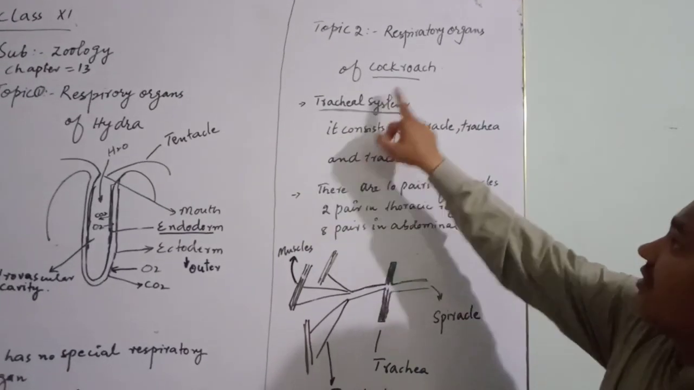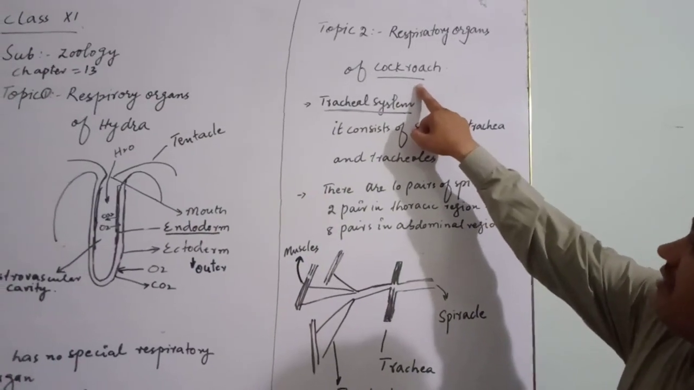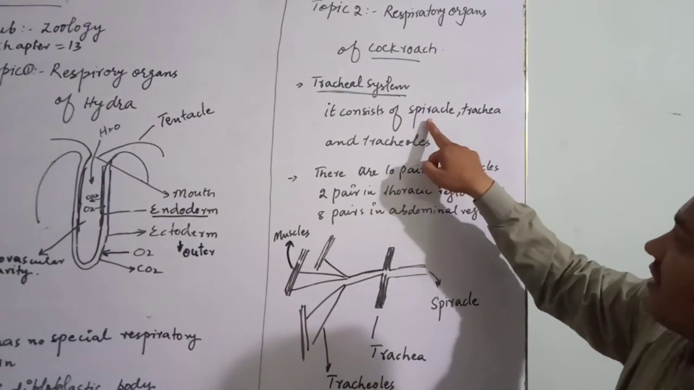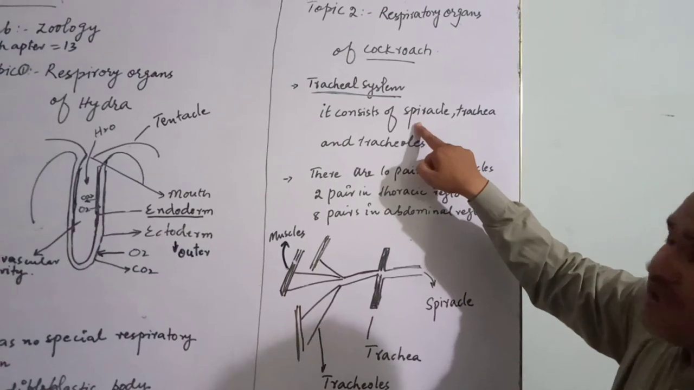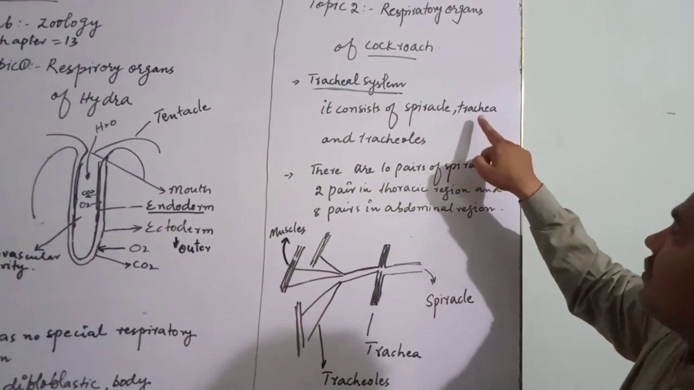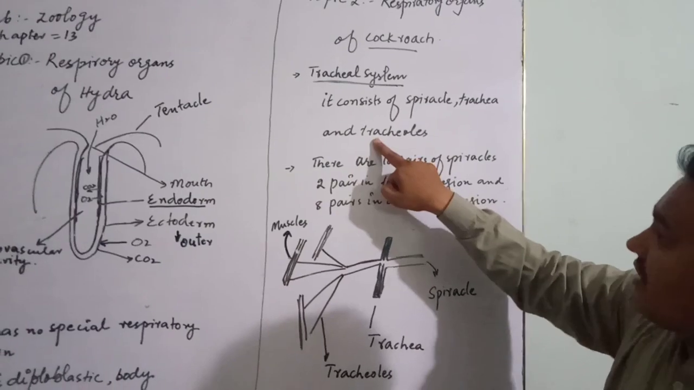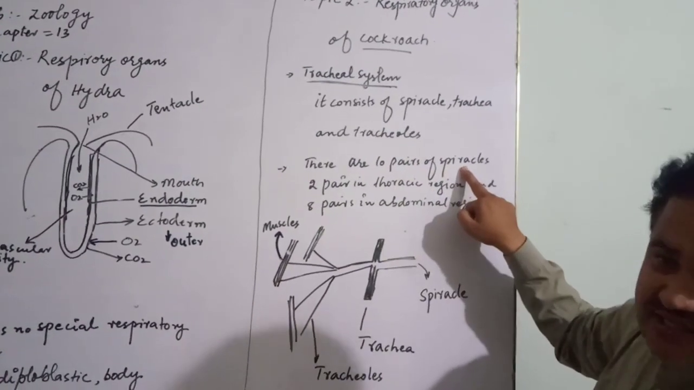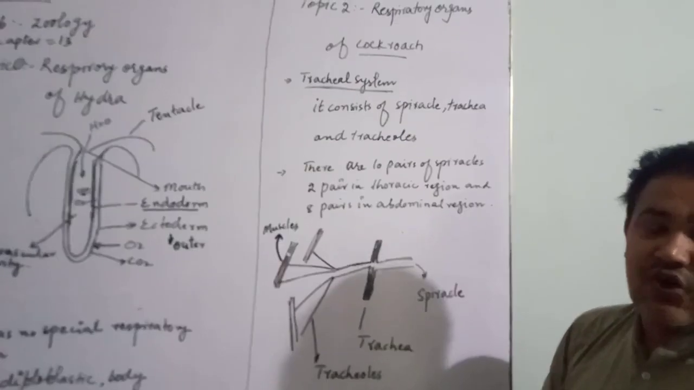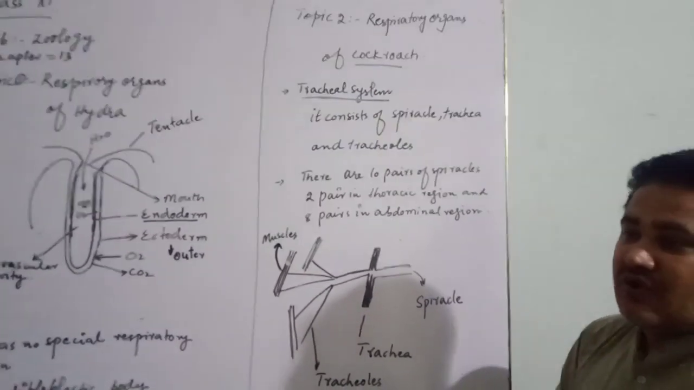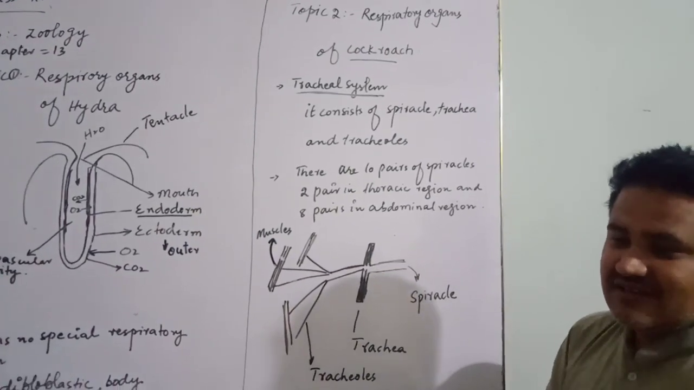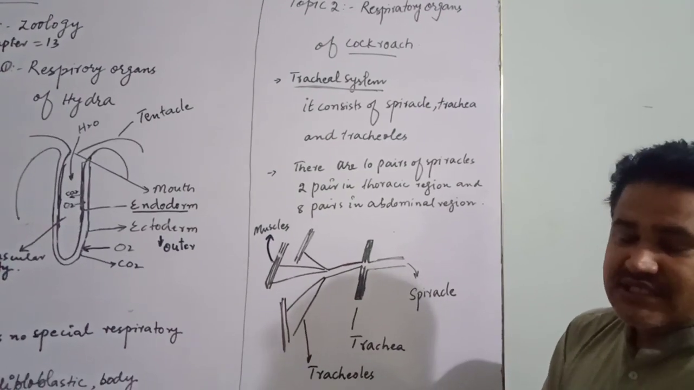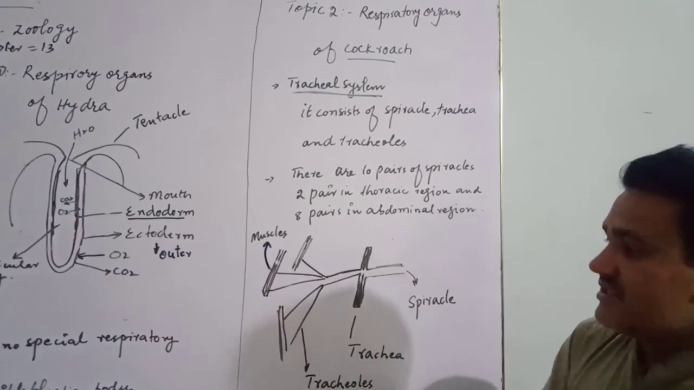Now the tracheal system of cockroach consists of the following parts. Number 1 spiracle, number 2 trachea, number 3 tracheole. There are 10 pairs of spiracles. Spiracles are the openings from which oxygen enters. When inhalation takes place, it takes place through the spiracles.